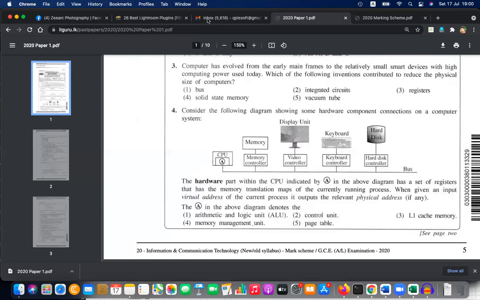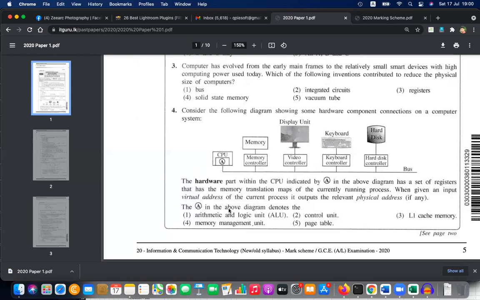Okay, Gihan, Umesh, what is the answer for this? Question number 4. What is the answer for question number 4? Yes, it is memory management unit.